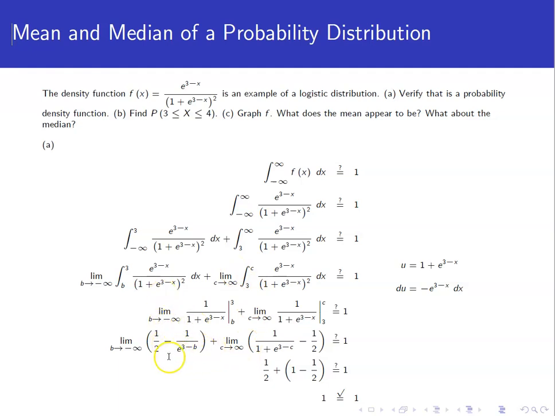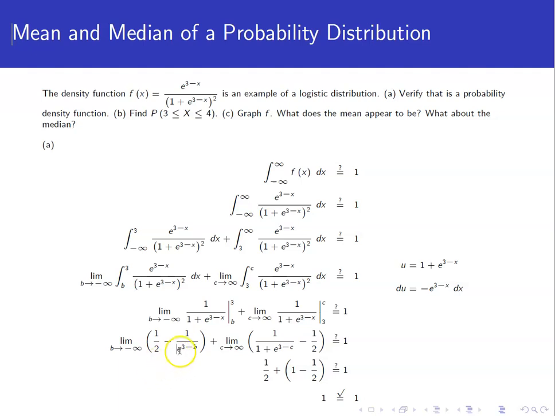So now we plug in our endpoints here. The first one will get 1/2 minus 1 over 1 plus e to the 3 minus b. The second one will get 1 over 1 plus e to the 3 minus c minus 1/2. I missed a 1 plus in front of the e to the 3 minus b piece. My apologies. There should be a 1 plus here. Turns out it shouldn't matter.